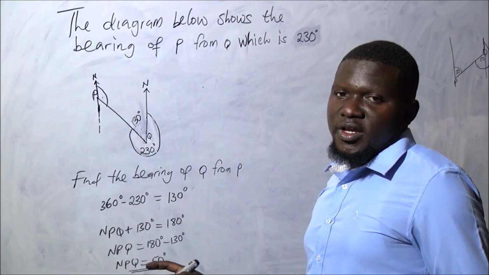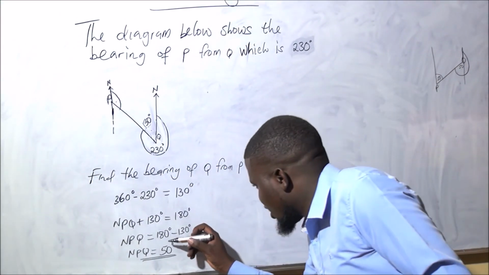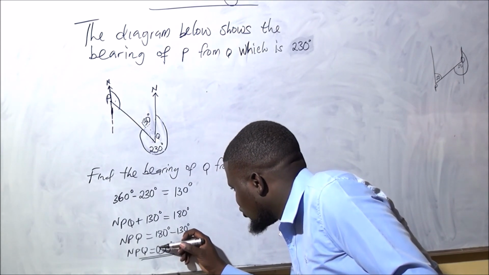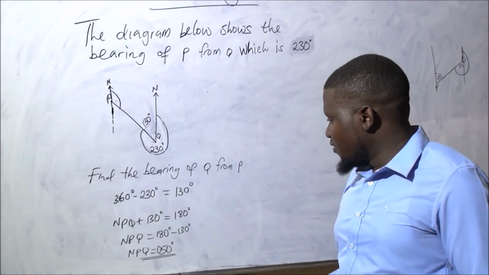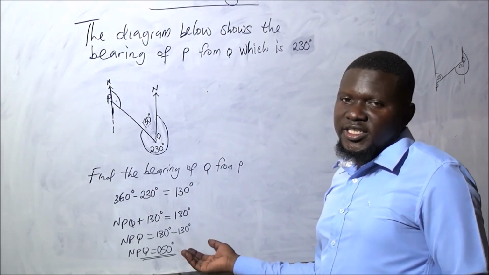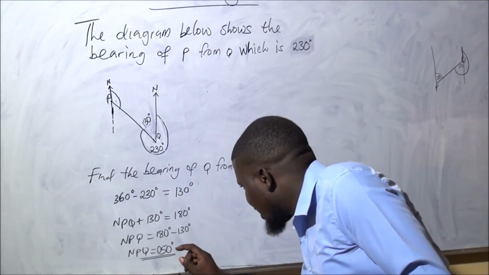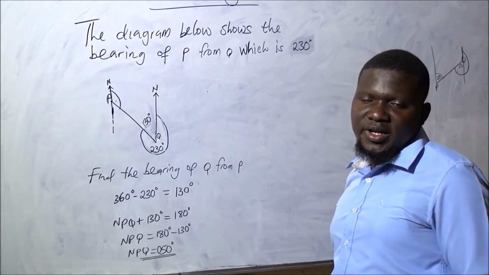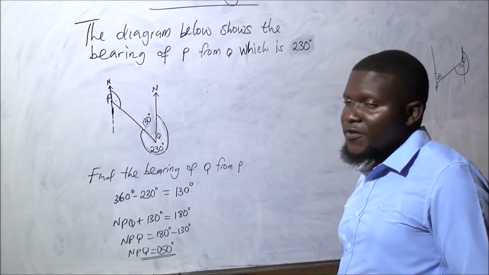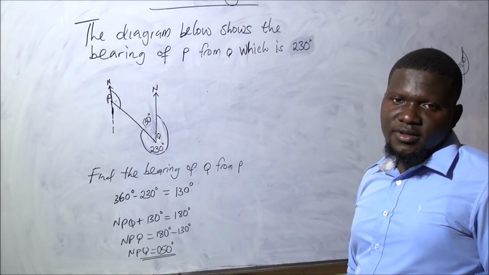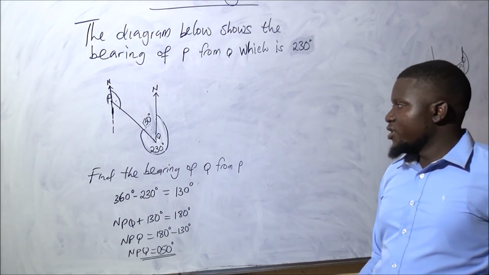Now, in bearings, we don't say it's just 50 degrees here. We're going to add a 0 in front of 50. It's going to be 050 degrees in 3-figure bearing. As long as we leave it as 50 degrees, we're talking about an angle. But here, our discussion is on bearings. So you have to add a 0 in front of the whole number, and it becomes a 3-figure. So the final answer is 050 degrees. So this is how we calculate the bearing when it comes in this way.